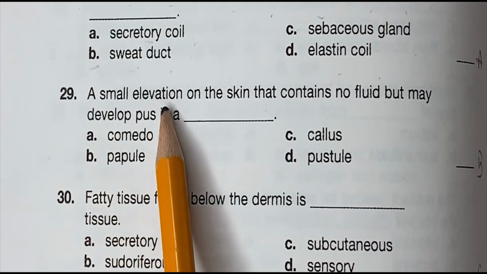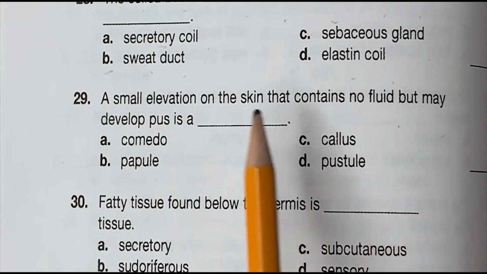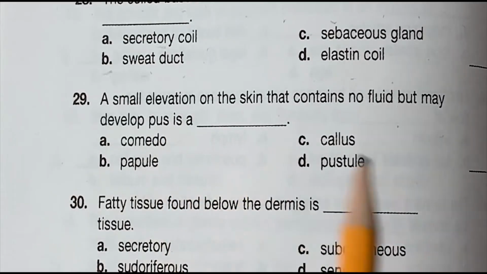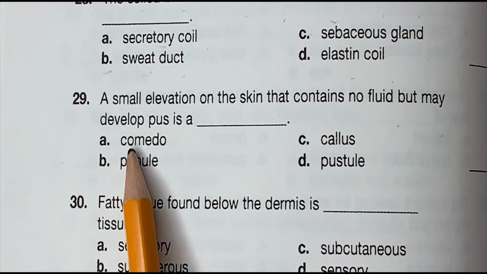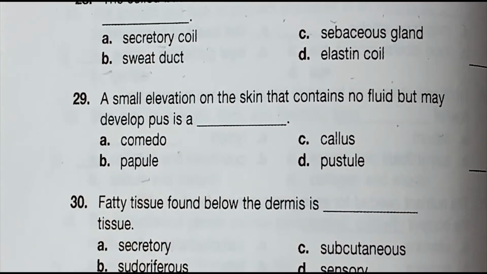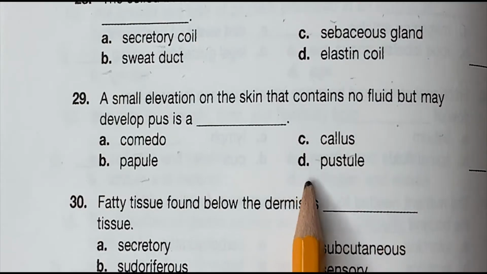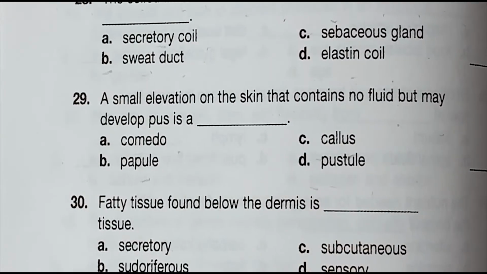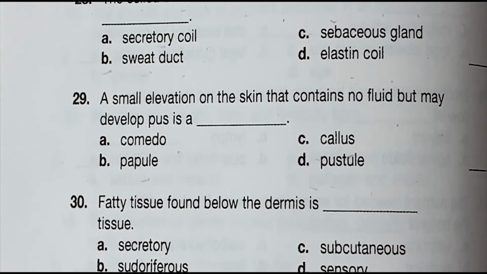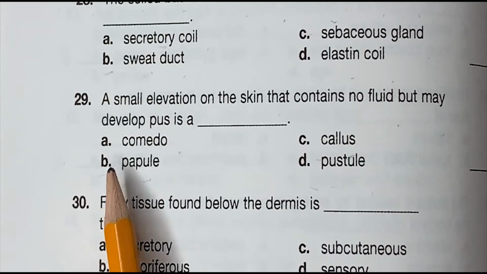29. A small elevation on the skin that contains no fluid but may develop pus is a blank. Is it A, comedone, B, papule, C, callus, or D, pustule? And the correct answer is B, papule.